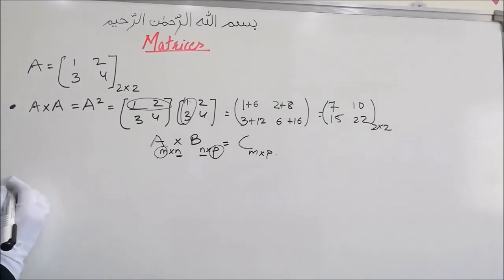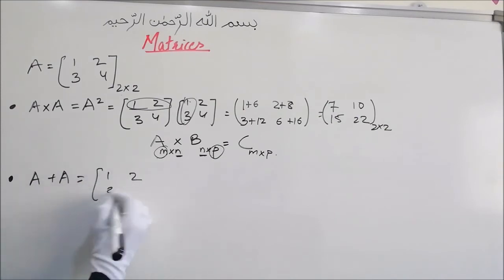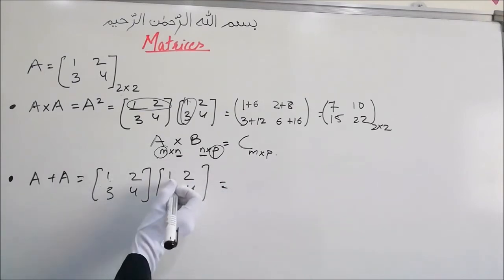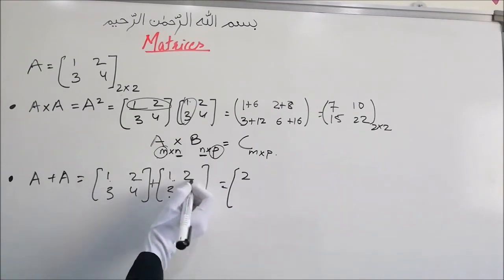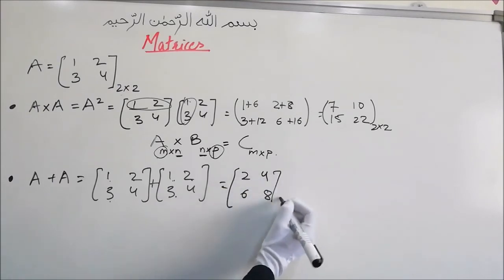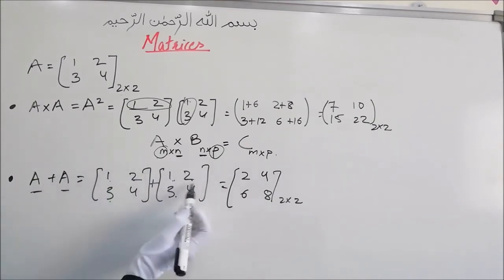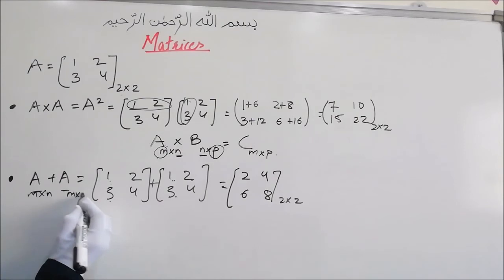Now we'll go into addition. We can add two matrices, A plus A, so that will be 1, 2, 3, 4 and 1, 2, 3, 4. I'll add the first element with the first element: 1 plus 1 is 2. Second and second elements, 2 plus 2 is 4, 3 and 3 is 6, 4 and 4 is 8. This is again a 2 by 2 matrix. For addition, the condition is that the orders of both matrices should be the same, because we are adding the corresponding elements, first element with first element. So both should have the same order, m by n and m by n.